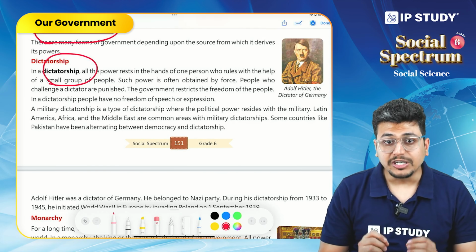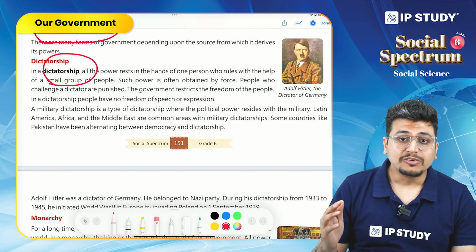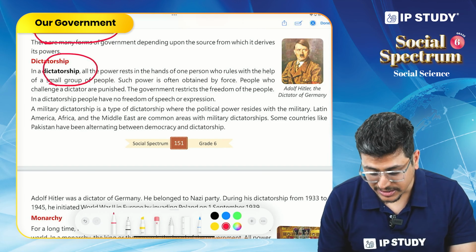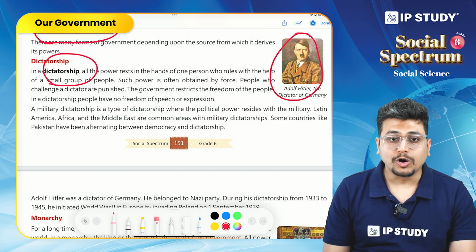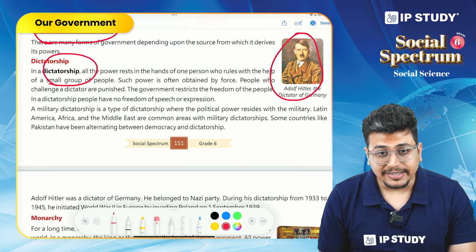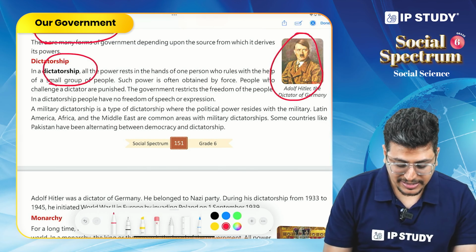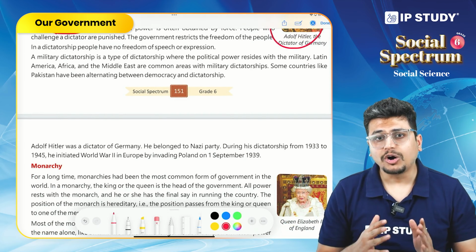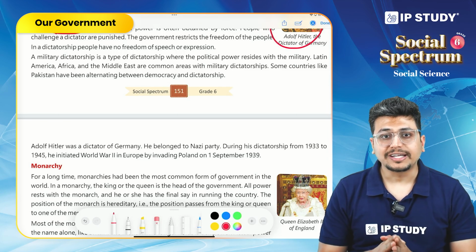So he's that one person who is ruling by decree. Basically, whatever he or she decides happens for the entire country. So you might have seen this face in popular media, Adolf Hitler. He was the dictator of Germany from 1933 to 1945. And then there are other dictators also, like Mussolini from Italy. They all ruled as a single ruler deciding for the entire country.